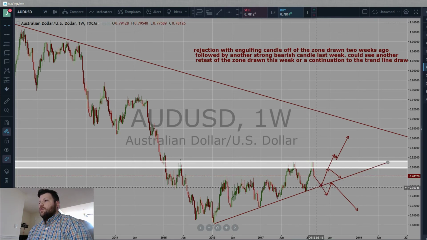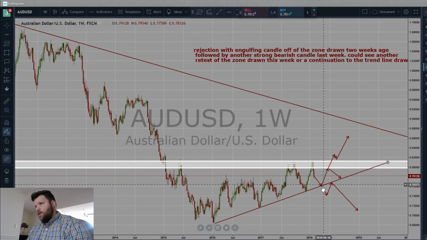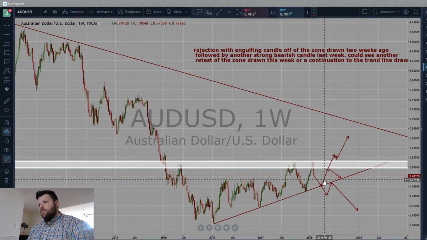I'm honestly looking for a retest of this trend line in either the coming week, if not next week, then the week after that. But be reactionary. Don't try to predict the markets. React to what you see.